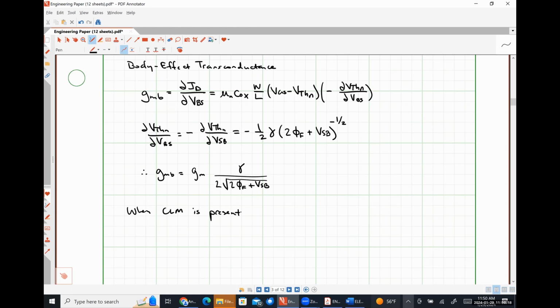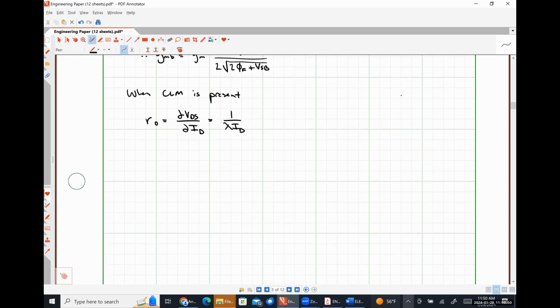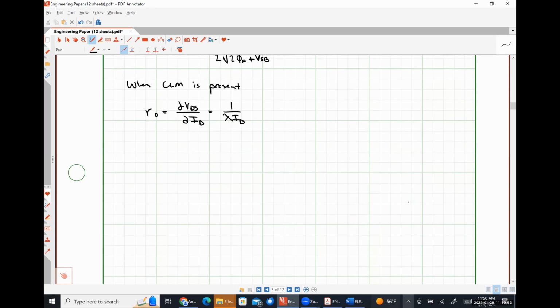So we'll have a resistor r_o that is just the partial derivative of VDS with respect to ID. And this winds up becoming simply 1 over lambda ID. So putting all of these results together, we get the following small signal model for a MOSFET.